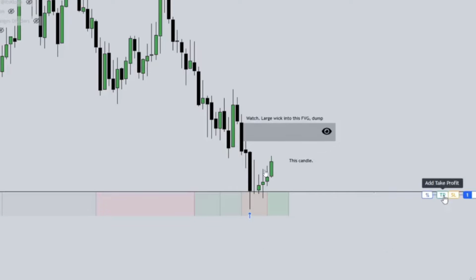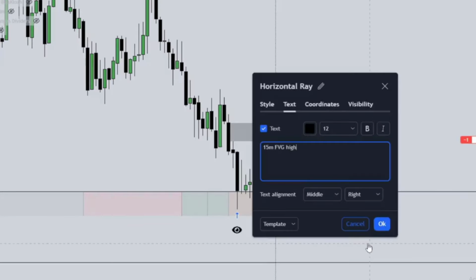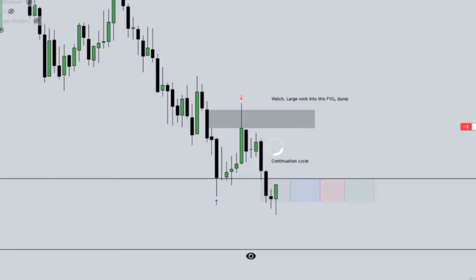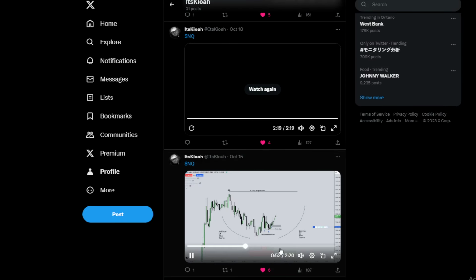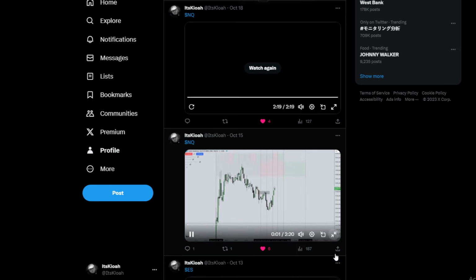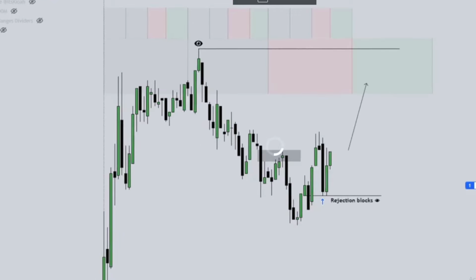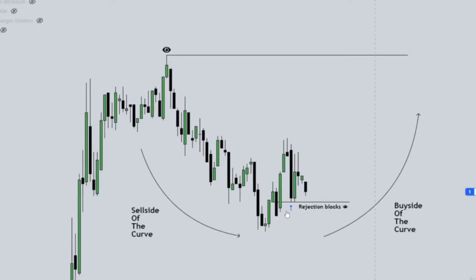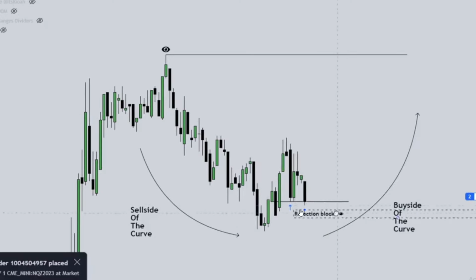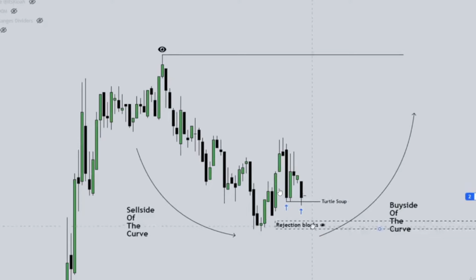So, we're anticipating manipulation. Do I even turtle soup here? Never mind, I don't. Okay, yeah, I do right here. This was a 15-minute rejection block right here. And we end up tapping into it perfectly to the tick, right? But then we ended up going back into it one more time, which is what I added. I knew that was a turtle soup, right?